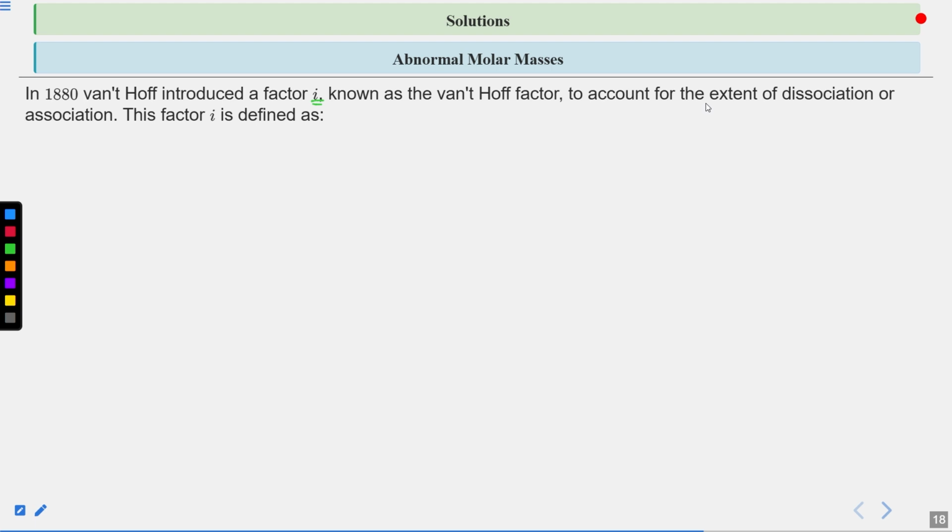Got it? So the whole big picture is that the difficulty we were having is that the case of association and dissociation was disturbing the number of particles, and hence we were not getting the actual value. There is a deviation in the calculated value and the observed value, because all of these colligative properties are totally dependent upon the number of particles. So to counter that, this i factor was introduced by van't Hoff.